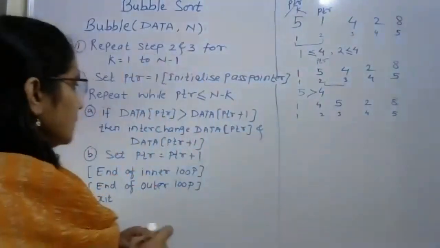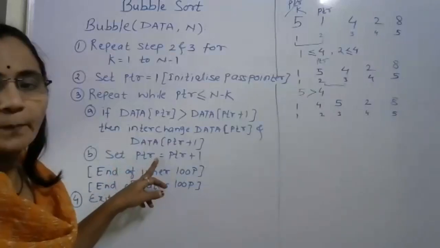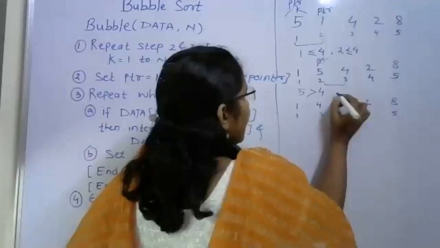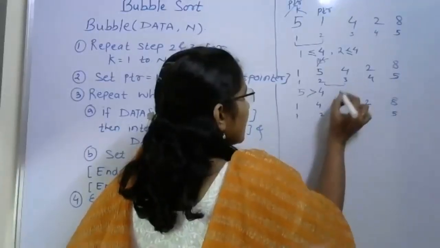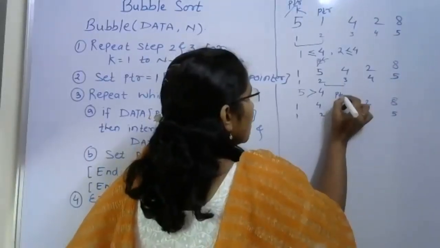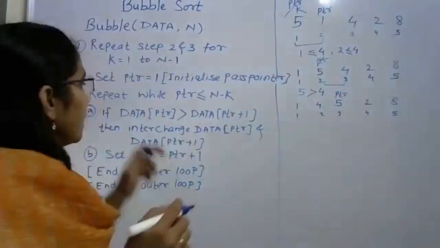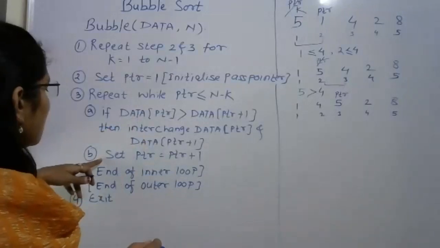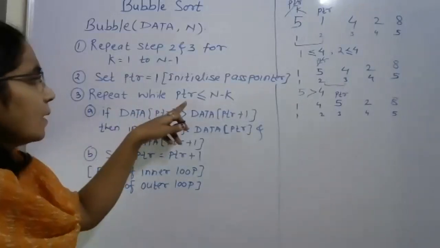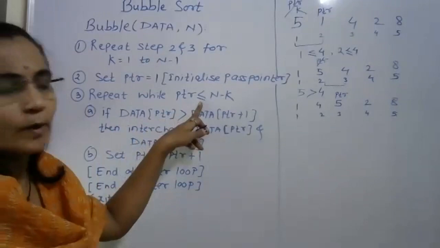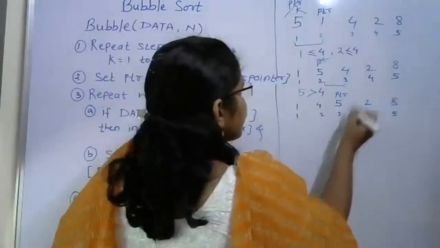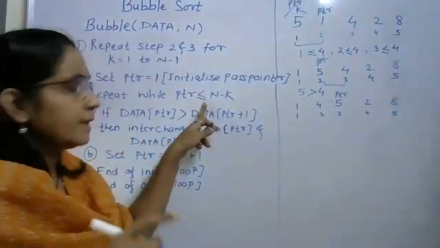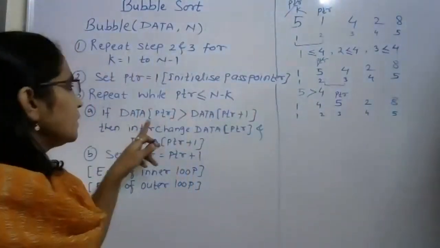Okay. Now set PTR equal to PTR plus 1. So this PTR will vanish and the new position is 2 plus 1, that is equal to 3. Your new PTR is at the third location. Again, you have to compare. Again, the control goes back to the loop. Compare: PTR is less than or equal to n minus k. Now the value of PTR is 3. So 3 is less than or equal to 4. Yes, the condition is true. So it enters into the loop.